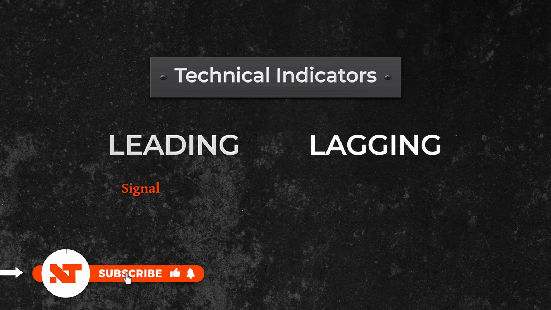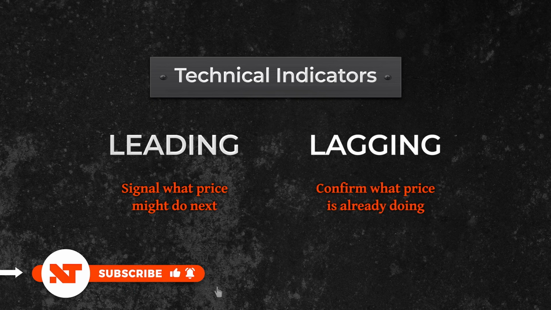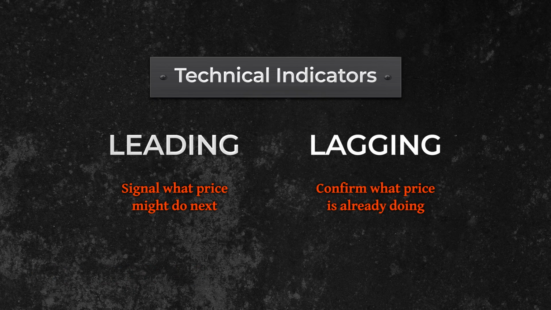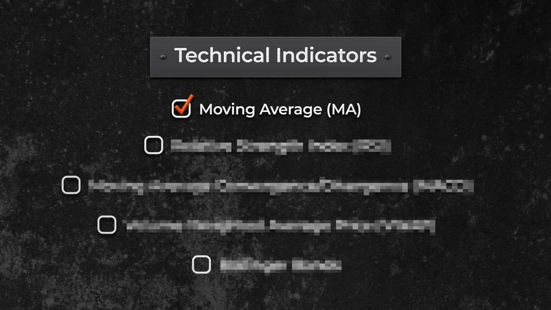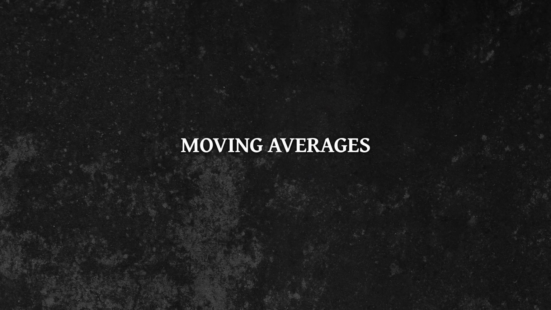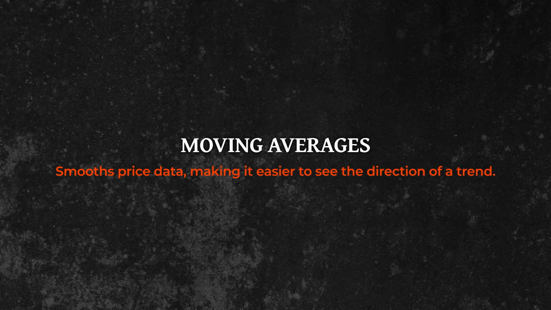Leading indicators try to signal what price might do next. Lagging indicators confirm what price is already doing. Most of what we're covering today falls into the lagging category, which makes them better for staying aligned with a trend than for calling a reversal from scratch. Let's start with moving averages, typically the first indicators traders learn, and one they rarely stop using. A moving average smooths price data over a set number of periods, making it easier to see the direction of a trend without getting distracted by short-term noise.